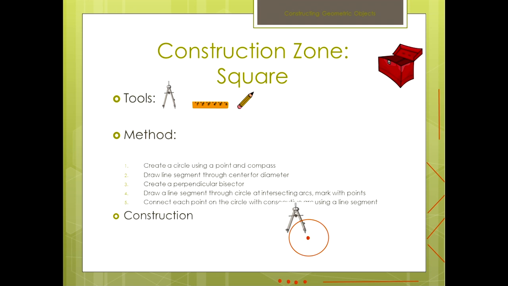So once we have that radius, our next step is going to be to draw a line segment through the center, replicating our diameter. Make sure that's a little bit straighter there. So now we're going to create a perpendicular bisector.